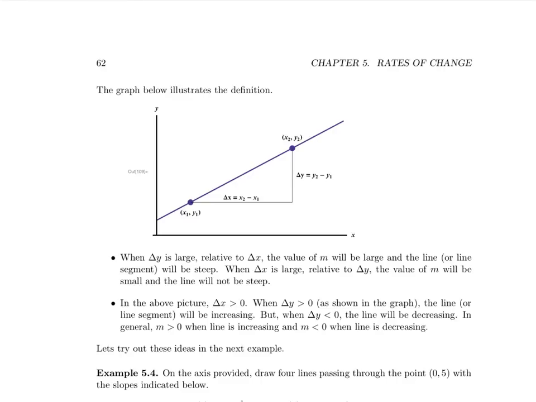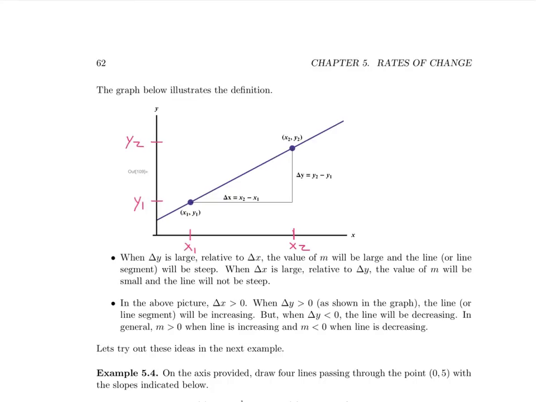The graph below illustrates the definition of slope. So here we have 2 points, and we connect these 2 points with a line. The coordinates of this point are x1, y1, so that would mean right about here is x1, and right about here is y1. And the coordinates of this point are x2, y2, so that would mean right about here is x2, and right about here is y2.